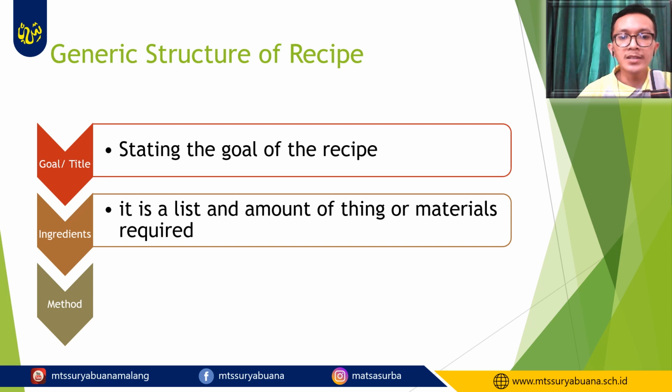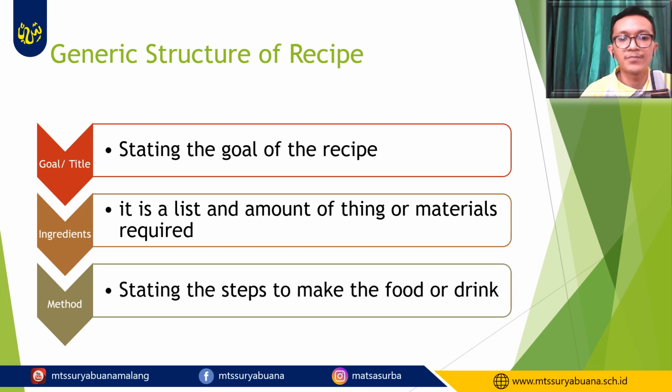Ingredients, it is a list and amount of things or materials required. So it is ingredients about the food or drink that we want to cook. For example, maybe a banana, flour, sugar, and so on. And about the method here is stating the steps to make the food or drink. The steps here are usually in sequence.